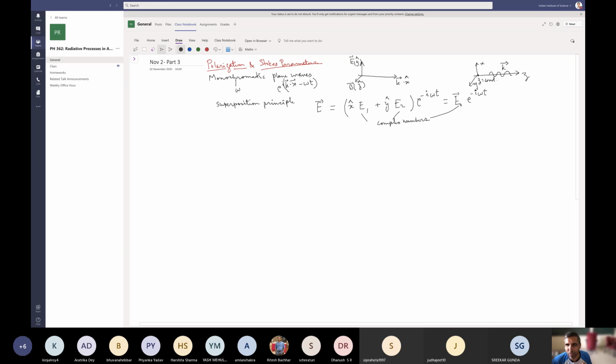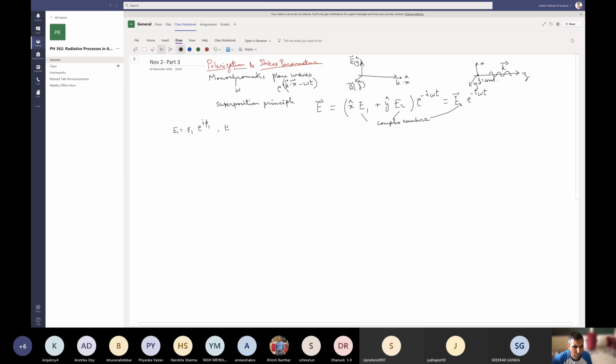Now, the point is we are fixed in space and we are looking at how the electric field vector changes in time at that location where I am looking. Okay, so let me actually write down. Since E1 is a complex number, we can write E1 is equal to some epsilon 1 e to the i phi 1. So epsilon 1 is a real number, phi 1 is a real number, but E1 is complex.